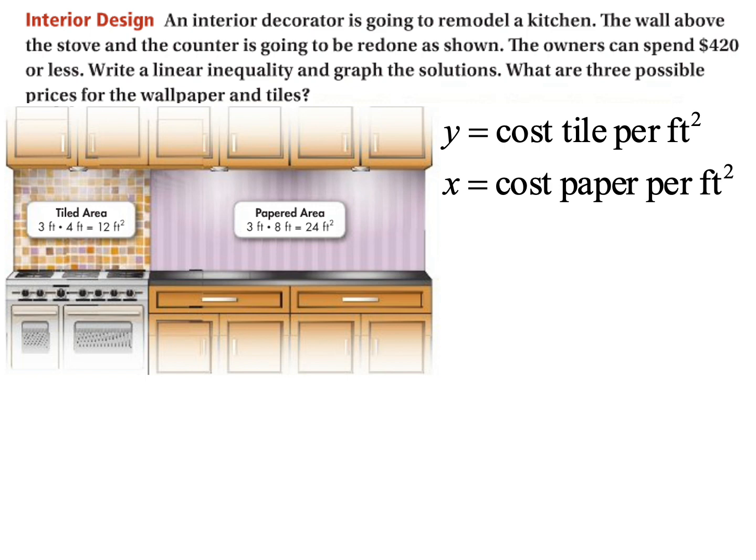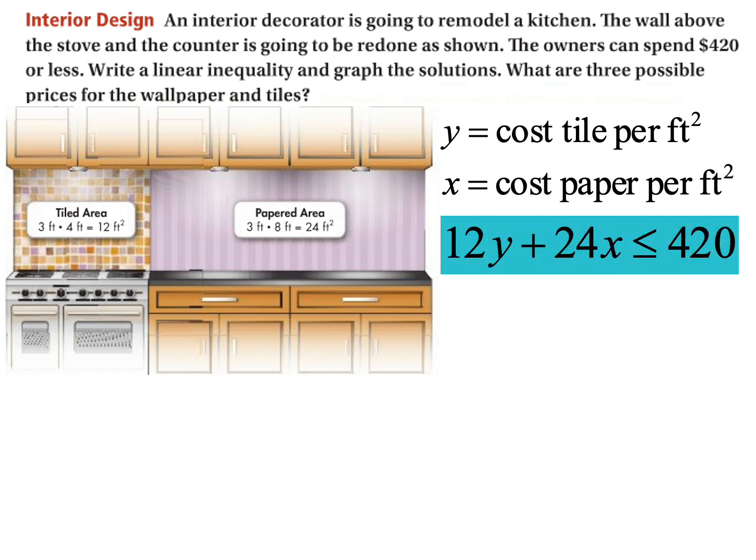Well, let's see. The tiled area, if y is the amount of tiled, well, the area is how big? Well, it tells us it's 12, so that would be 12 times y plus, let's see, the wallpaper area is 24. It tells us that. So 24 times x, and we can't be greater than 420. We've got to be less than or equal. And we could spend $420, but we can also spend, you know, $10 for that matter. Okay, so this will represent the equation that would represent all the possibilities that would make this scenario true. We're keeping our costs less than or equal to $420.